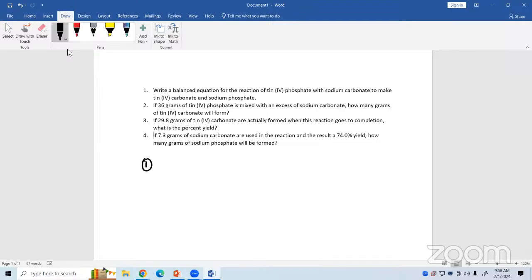So based on the information provided, they gave you tin(IV) phosphate. The formula for tin(IV) phosphate is Sn3(PO4)4, right? And then the formula for sodium carbonate is Na2CO3. And then the formula for tin(IV) carbonate is Sn(CO3)2.